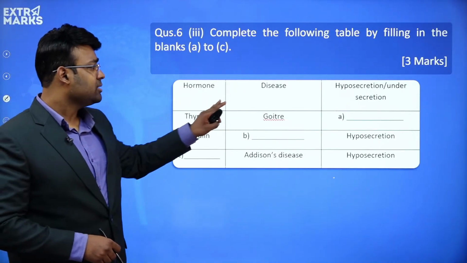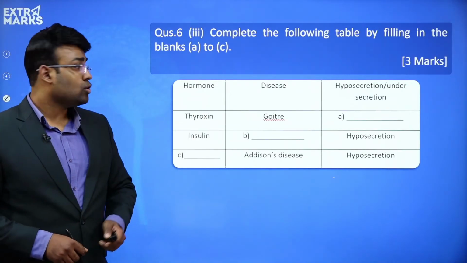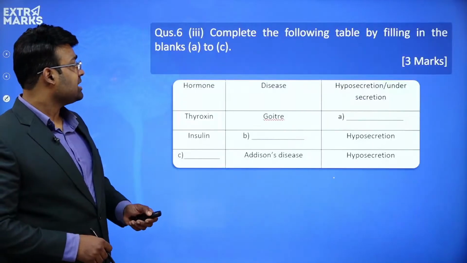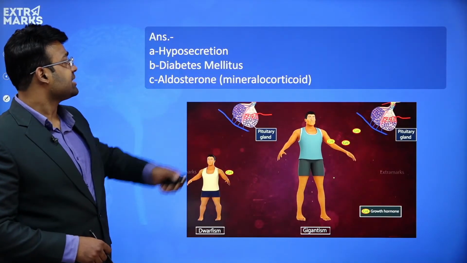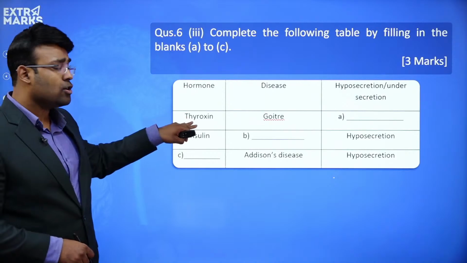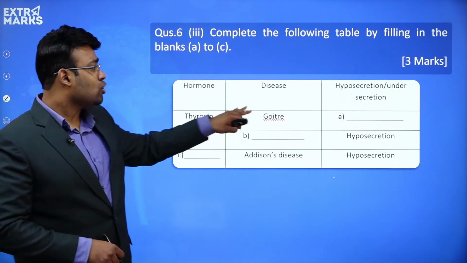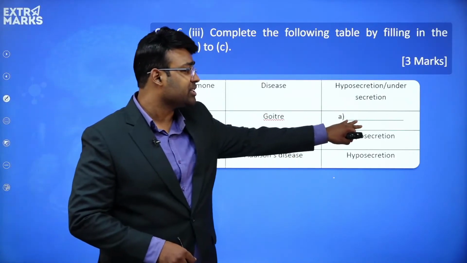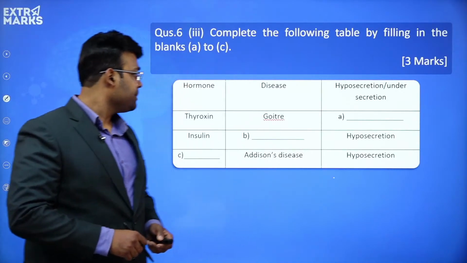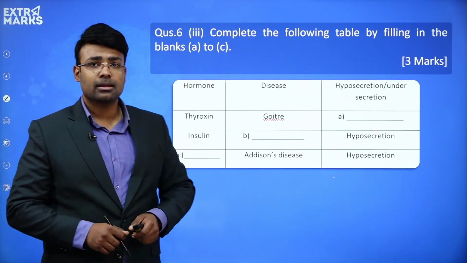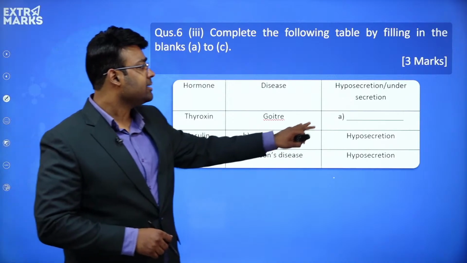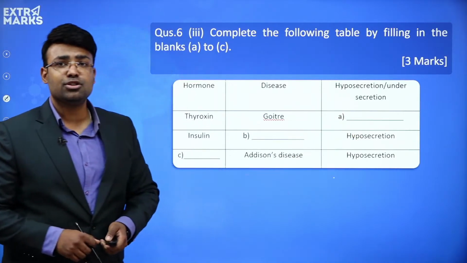So thyroxine, goiter. What is the answer going to be? Hypersecretion or hyposecretion? Thyroxine is the hormone, and goiter occurs due to the hyposecretion of thyroxine. Clear? Then insulin. There is a hyposecretion of insulin.